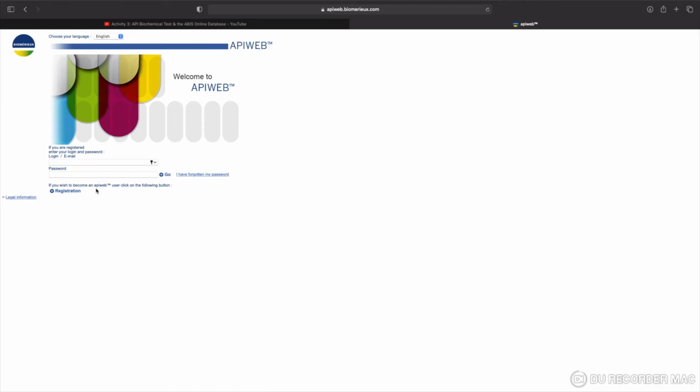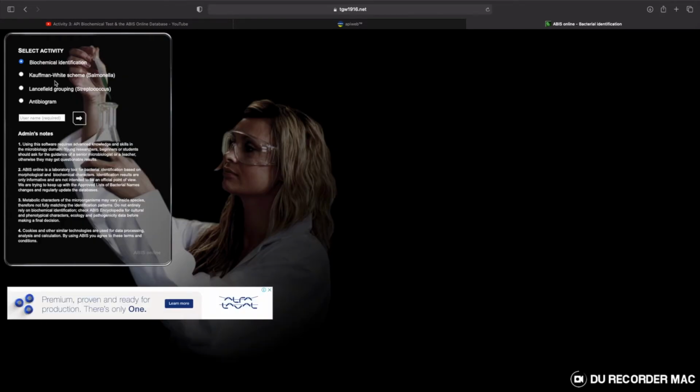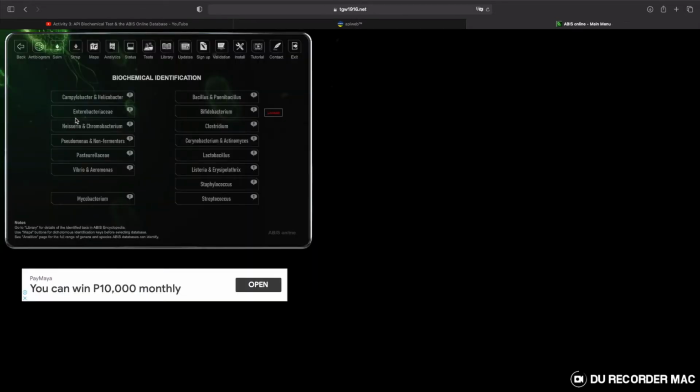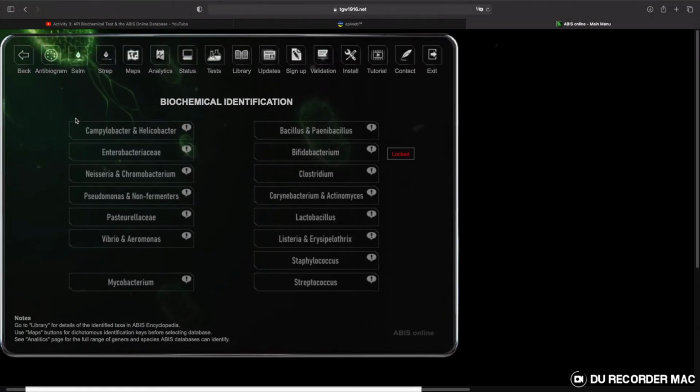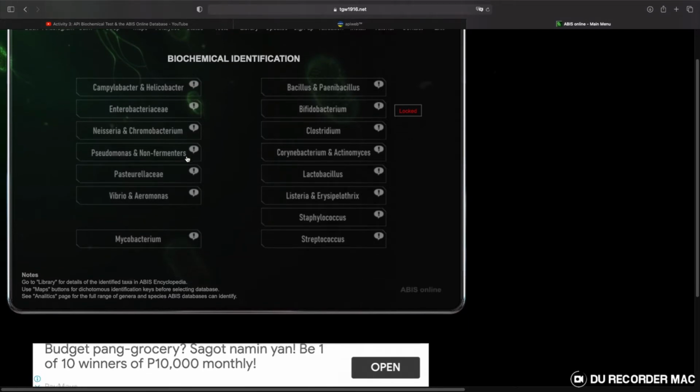the organism. But if you are poor like us, you can just go to this website, the ABIS online database. This database is free, and you can perform the same biochemical test. So it's just a database. I'm gonna put my pseudonym here, my game name. There you go. I'm just gonna log in, and as you can see here, we have different biochemical identification tests. So you just need to narrow your microorganism of interest.